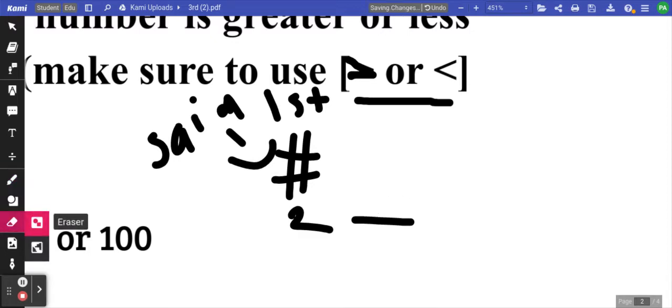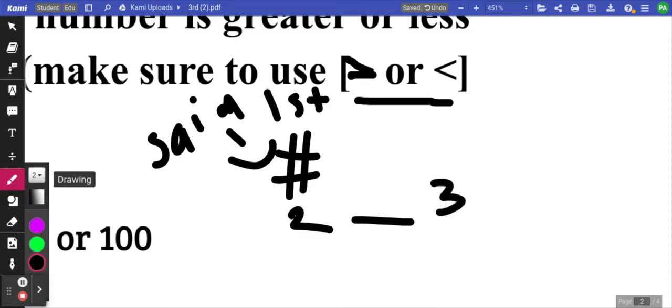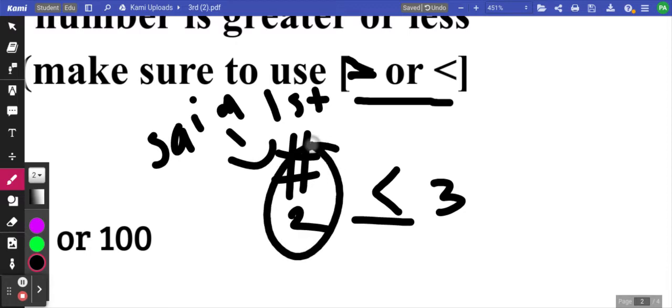But let's say that the number is 3. Well, obviously, because 3 is bigger, we're going to eat 3 instead, and we're going to use the opposite sign. So how do we say it? Well, 2 is less than 3. You see how I never said 3 is greater than 2? Like I said, the first number that comes up in these inequality questions, you say first.